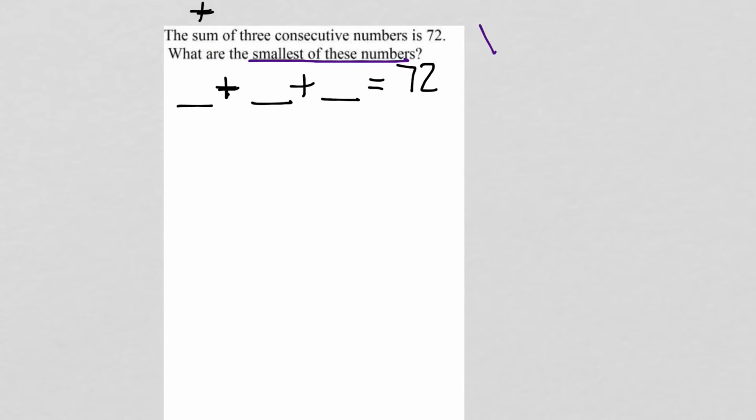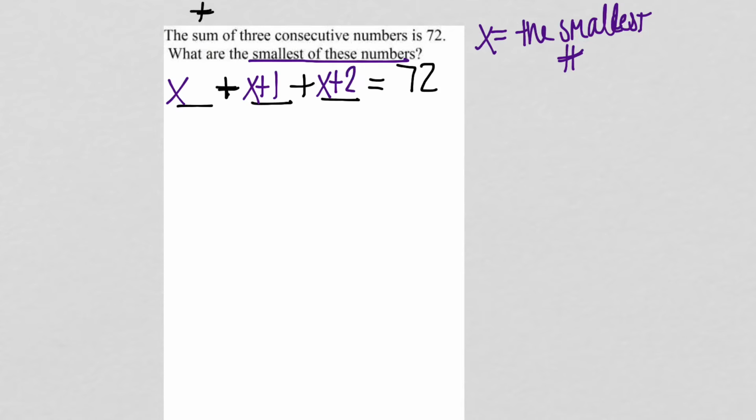So I can let my variable x equal the smallest number. So if x is my smallest number, then if I wanted to find my middle number, I would have to go up 1. So it would be x plus 1. So then if I wanted to find my biggest number, I would have my smallest, but instead of adding 1, I would actually be adding 2 to it.